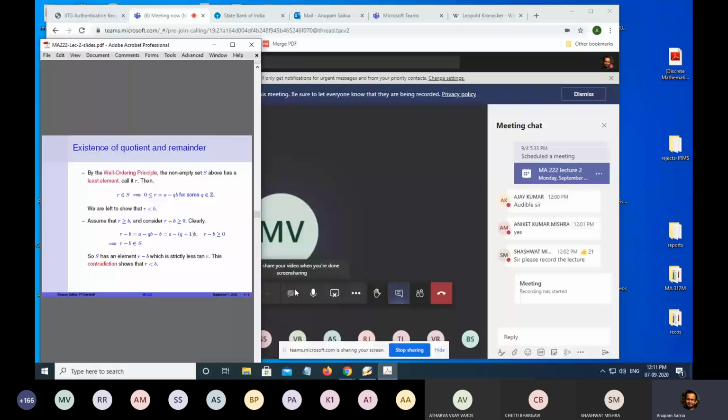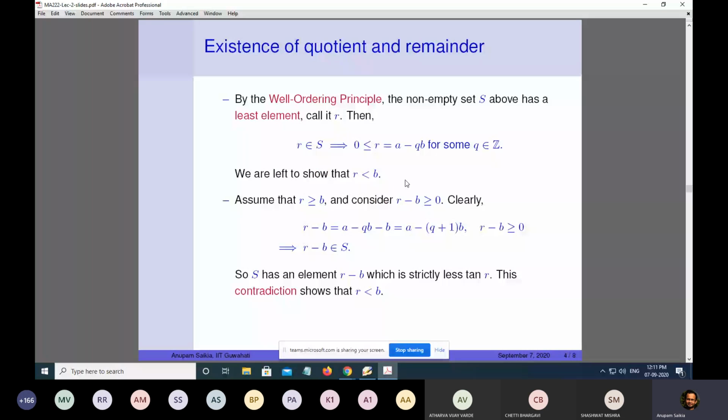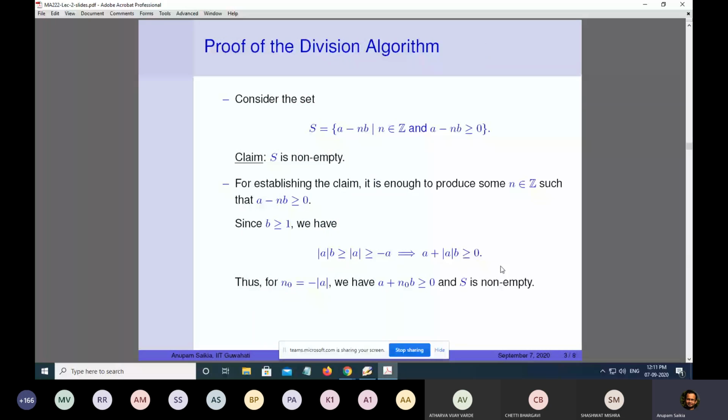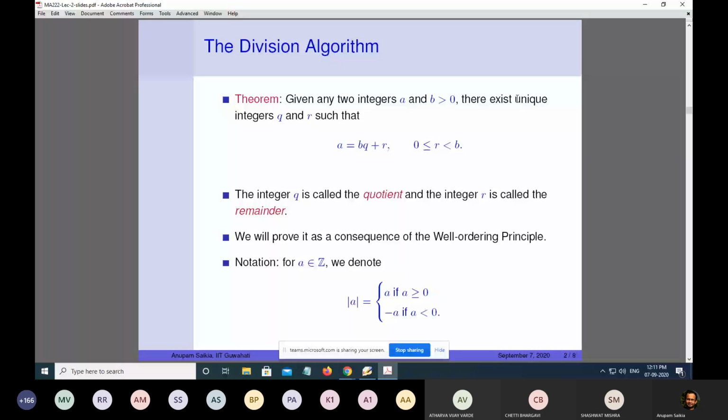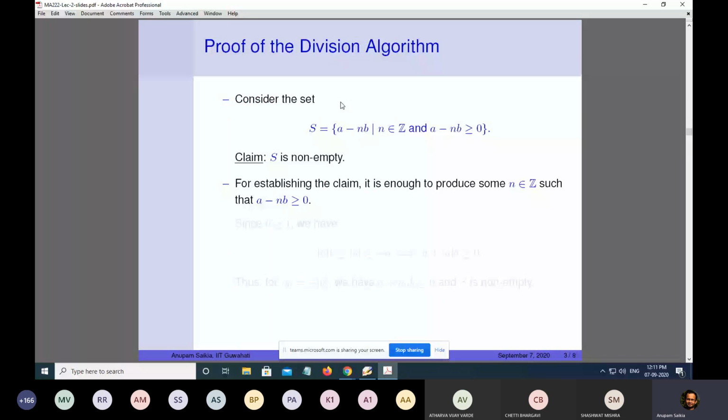Okay. So this is the division algorithm. And remember, there's a uniqueness part also, because there exist unique integers Q and R. So I just showed the existence first. This was the existence of quotient and remainder.